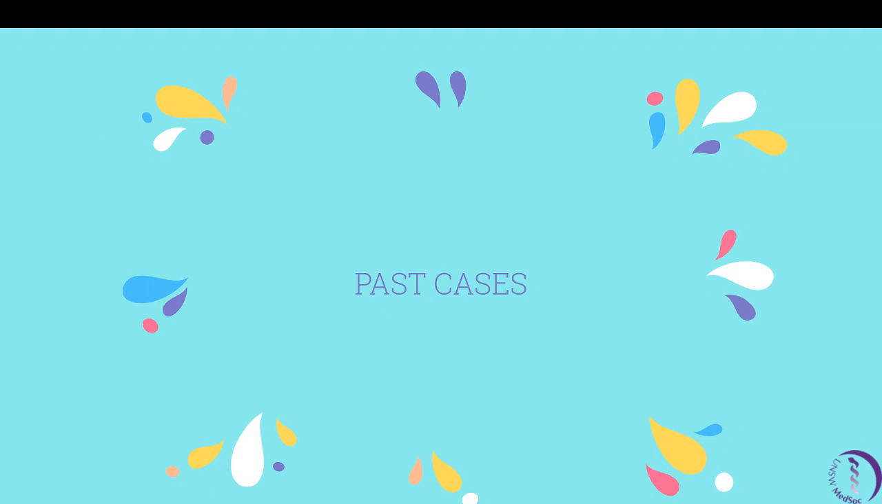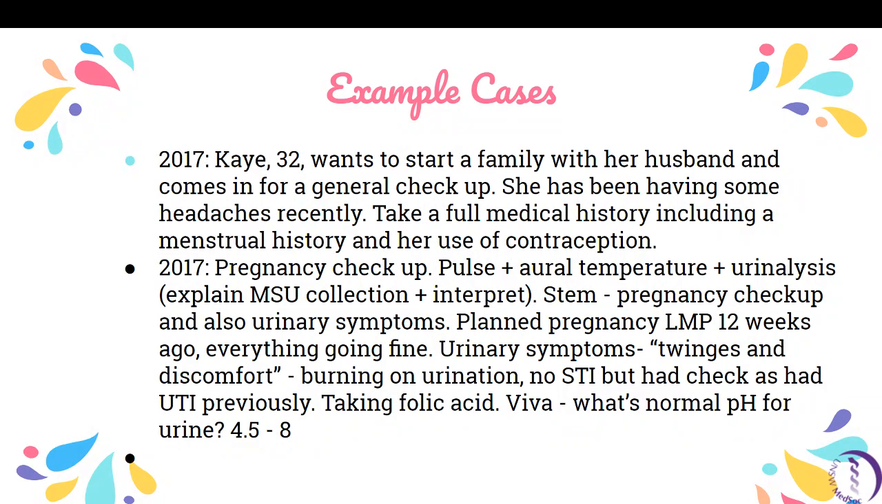Because we have time, I thought I'd go through the past cases so you know what they might ask you in OBGYN stations. This is from 2017. For the first part, it was someone who wanted to start a family with her husband and comes in for a general checkup. She's been having some headaches recently. Take a full medical history, including a menstrual history, and ask her about her use of contraception. Like I said, they would specify the types of history that you'd be taking.